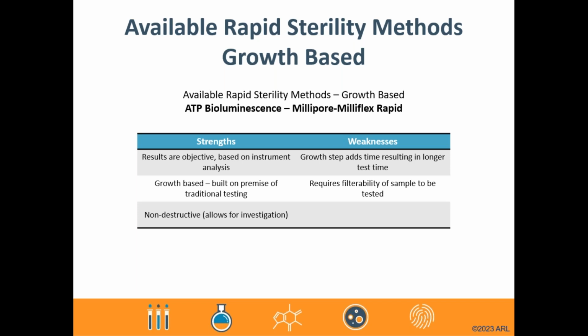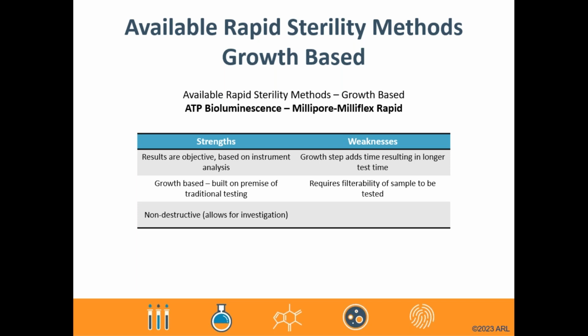Some of the known strengths and weaknesses regarding the Milliflex Rapid system are listed on the table on this slide. As is the case with multiple methods I'll be discussing today, one of the biggest strengths with this system is that the results are instrument generated, meaning they are objective and require no analyst interpretation. This system relies on the growth of microorganisms, which is both considered a strength and a weakness, in that it is more akin to traditional sterility testing, but the growth step does require additional time prior to results generation.